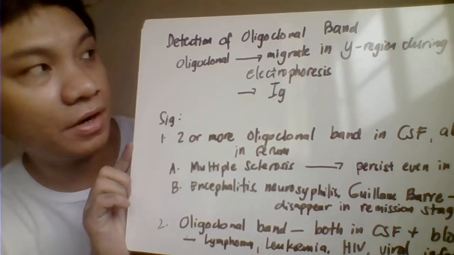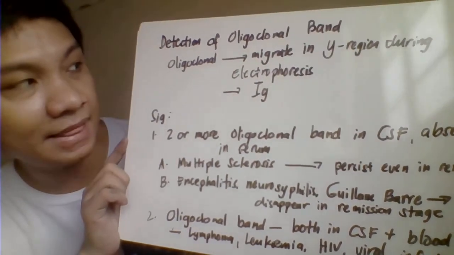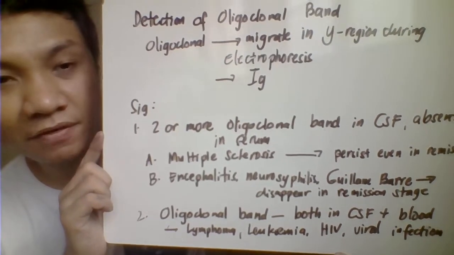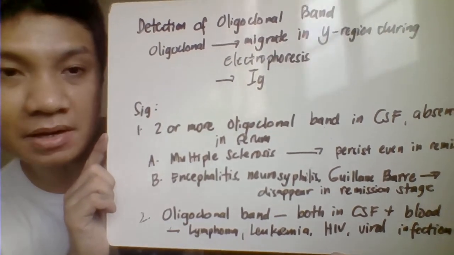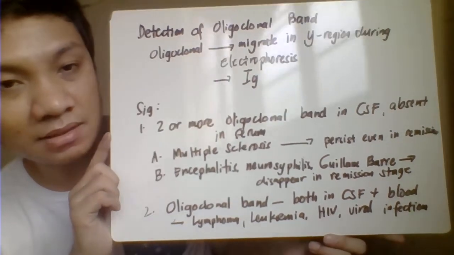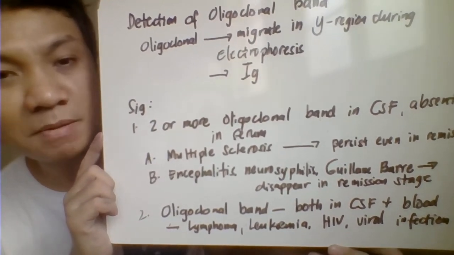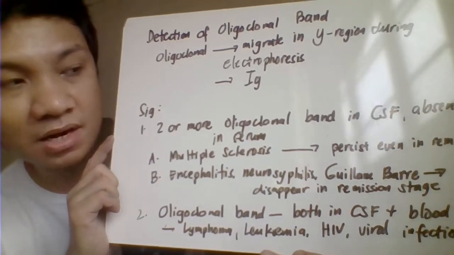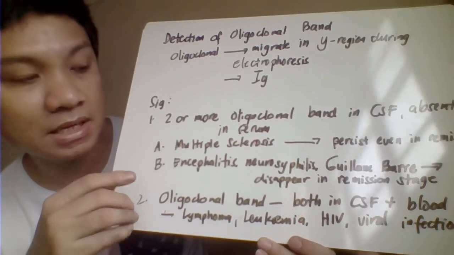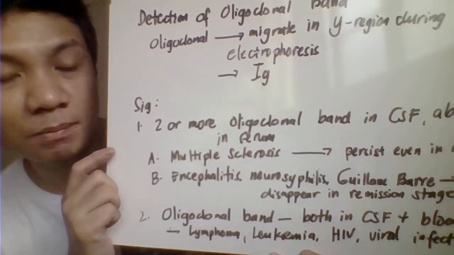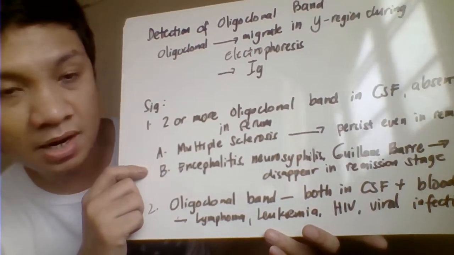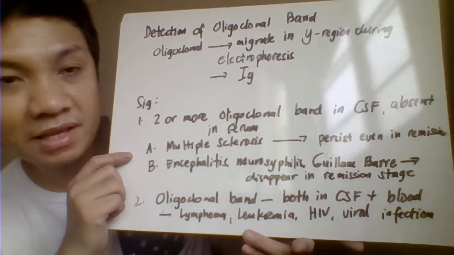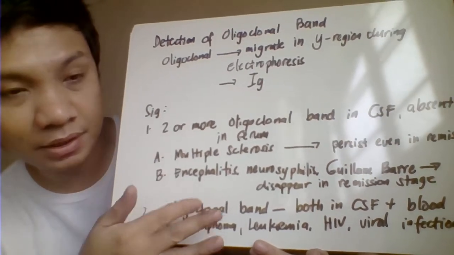Okay, next we have here your detection of the oligoclonal band. So the oligoclonal band here, during electrophoresis, tries to migrate within your gamma region, signifying that it is actually an immunoglobulin. So we have here identification of your oligoclonal band found in the CSF only, not in the blood of the patient, that would relate to conditions like multiple sclerosis. We have also your encephalitis, neurosyphilis, and Guillain-Barré syndrome.